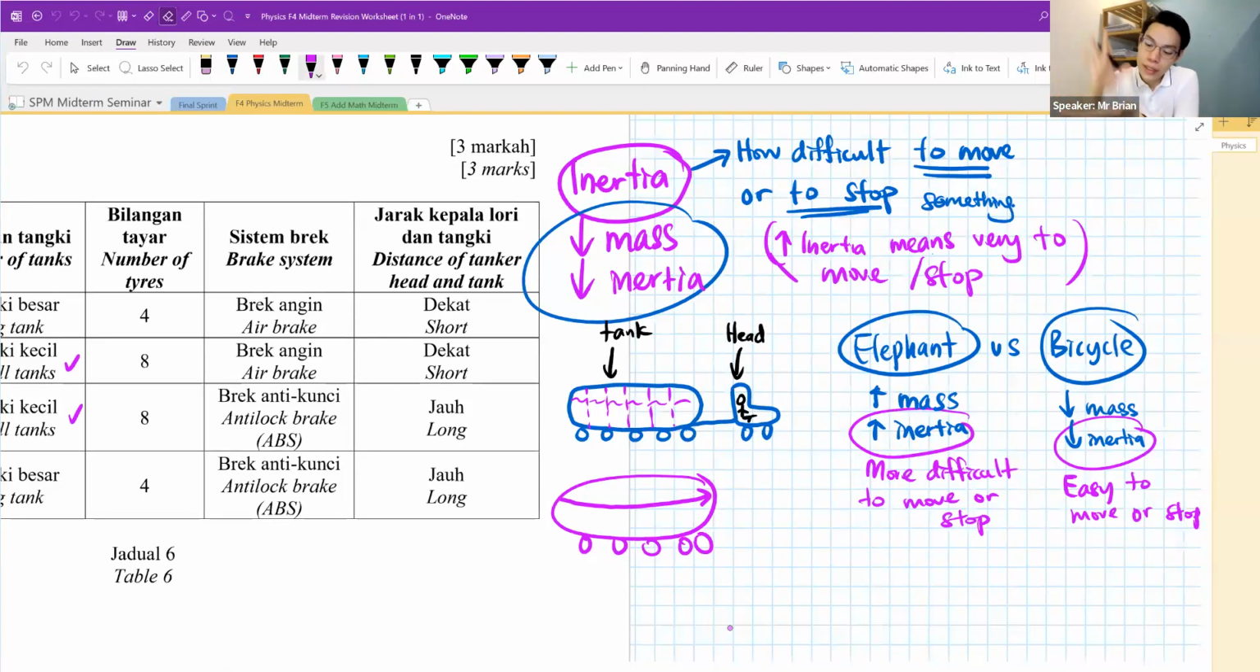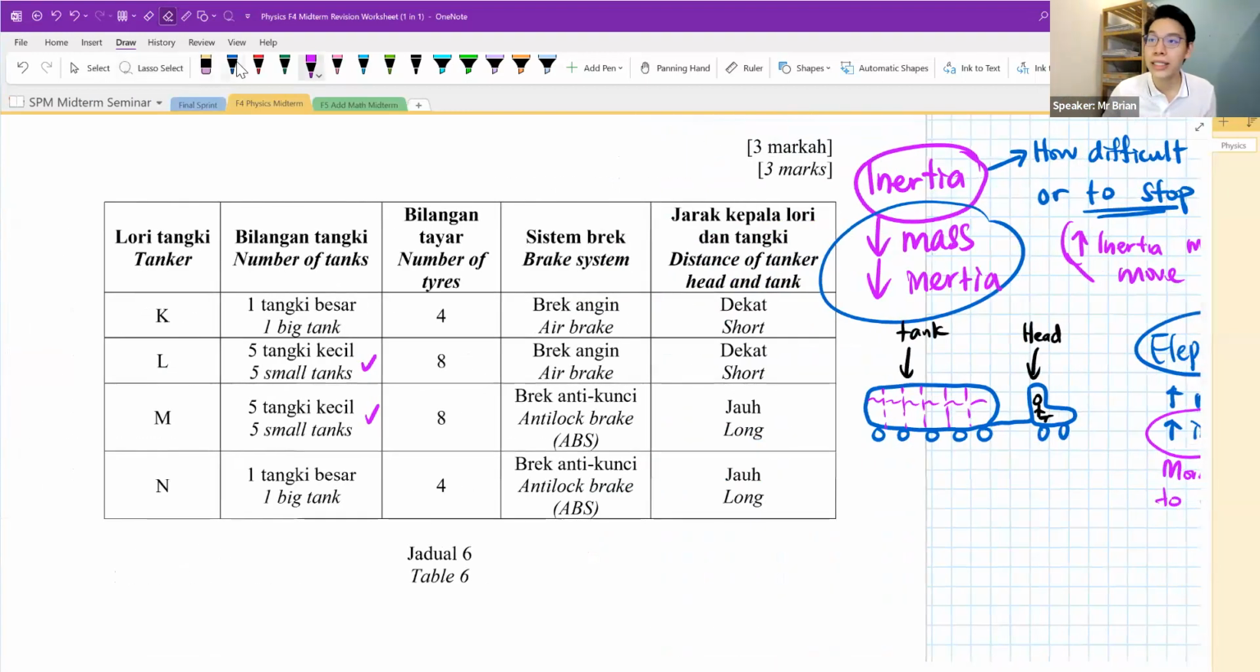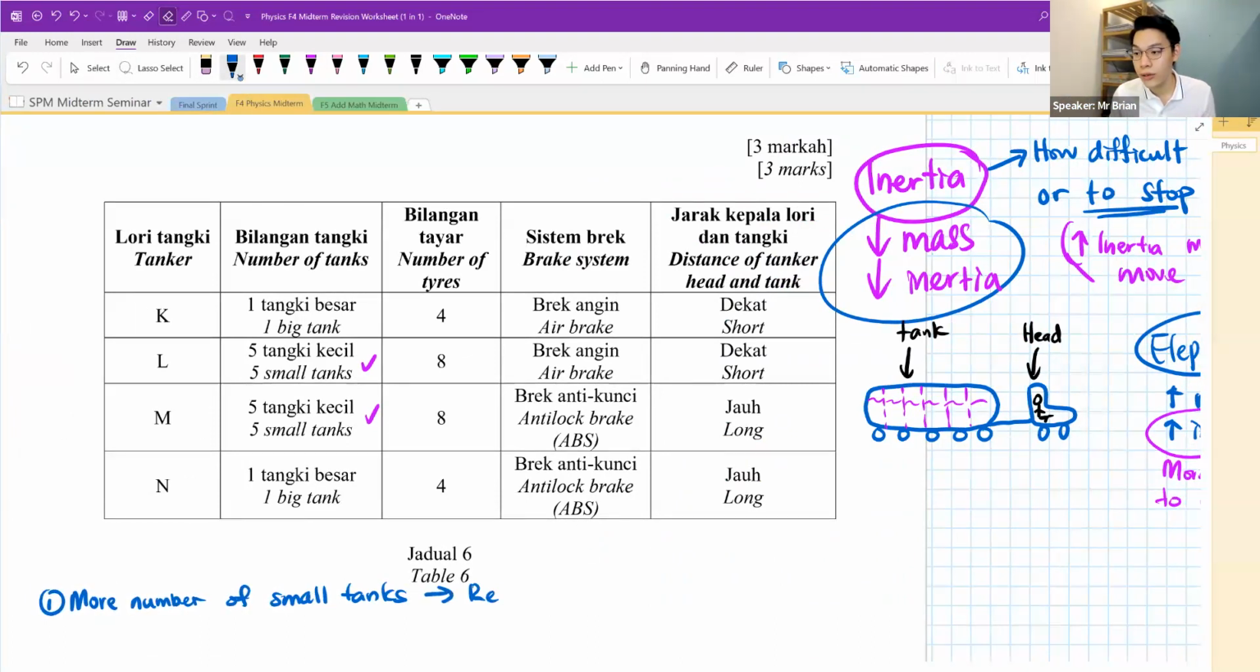So if the driver stops the whole tank, the petrol will just shake a bit only, right? It will not be too much shaking. So first one, we say, I want more number of small tanks. Okay, the reason is to reduce the negative effects of inertia.